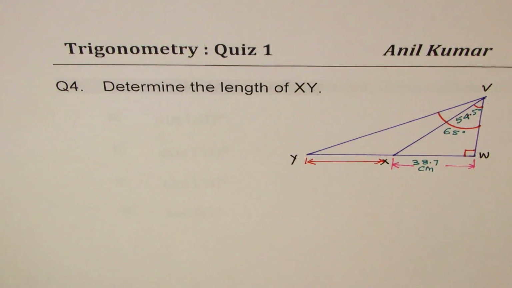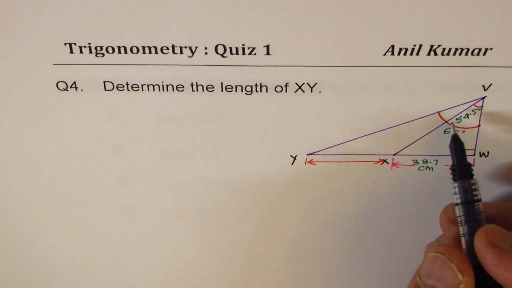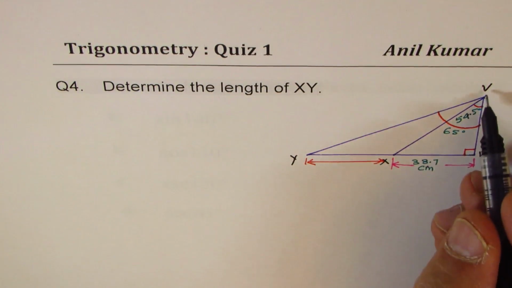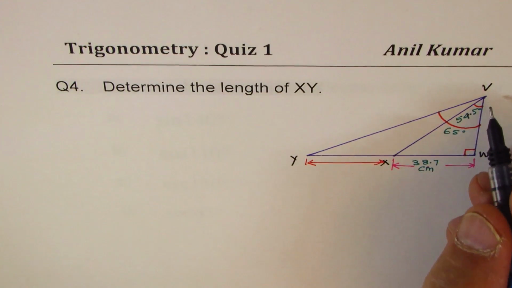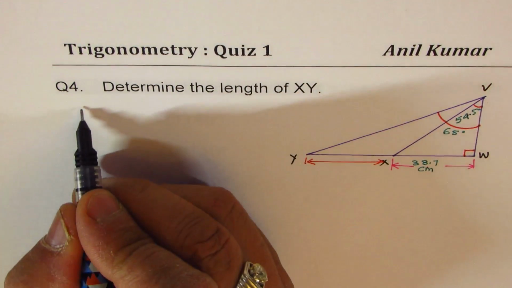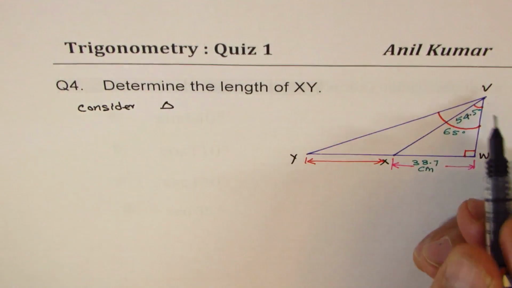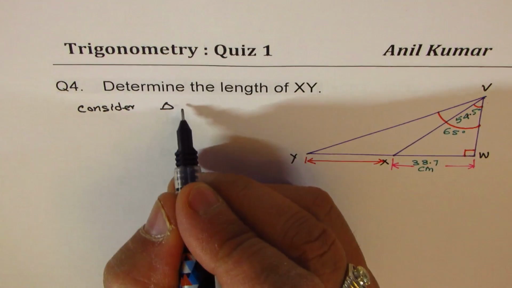So you can actually pause the video, answer this question, and then look into my suggestions. Now, one way to do this is, since we know one of these, we could use tan theta also. We can find VW and then we can find the total length. So what we will do here is that we'll consider the triangle, the smaller triangle, XVW.